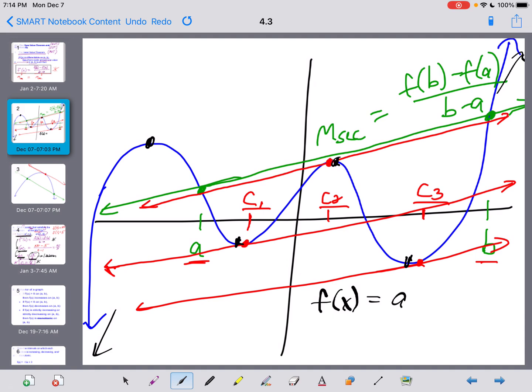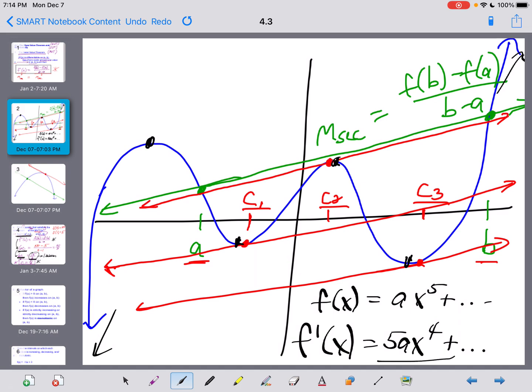So I'll just call it a x to the fifth plus yada yada, who cares? And that means that its derivative, no, Mr. Fontana, that means that its first derivative, f prime of x, would really be 5a times x to the fourth plus blah, blah, blah. That means that the first derivative would have to be a fourth degree polynomial. And when you set that fourth degree derivative equal to your constant value, that would tell you that in this case, you should see a maximum of 4 solutions.